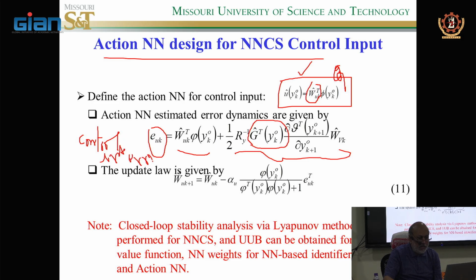Okay, control input error. So this is the measured quantity. We use this quantity to tune the weights of the actor, and we use the same gradient descent. Okay? So now, with this we can show the proof. The proof is in the paper. And so, via Lyapunov method, we get UUB. Remember I said UUB can be obtained for the identifier, everything.